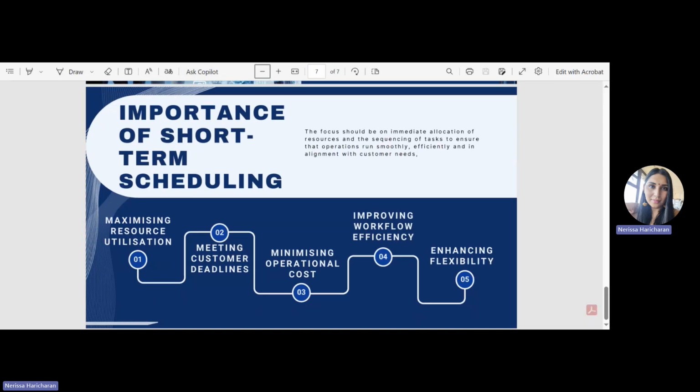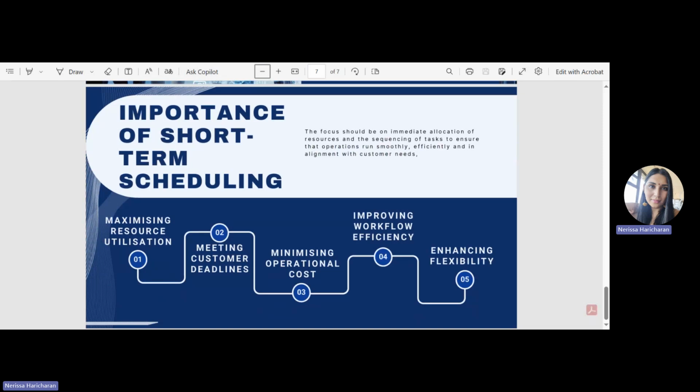As we said, short-term scheduling can be flexible if you can control it, and if there's any sort of changes, it can quickly be adapted to. So the importance of it, number one, is you want to be able to maximize your resource utilization. So use the efficiency of your machines, use the efficiency of your labor, to their full capacity.